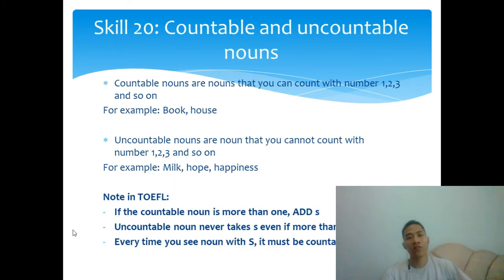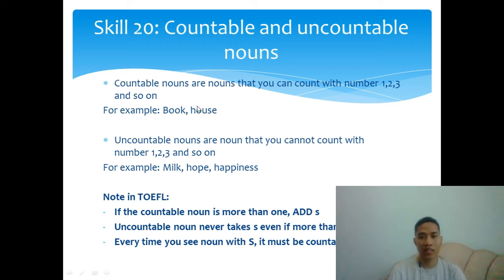Right, now let's move on to the next skill, which is about countable and uncountable nouns. This is quite easy. How can you decide whether a noun is countable or uncountable? You look at the words. If you can use the numbers 1, 2, 3 and so forth with the noun, it means that the noun is countable.